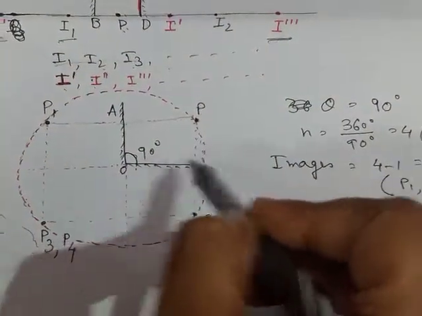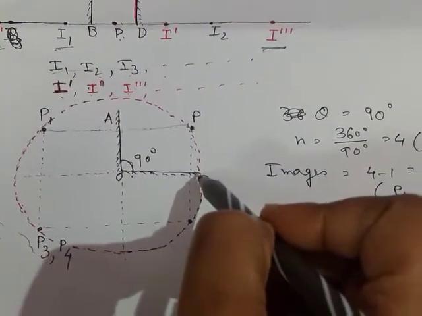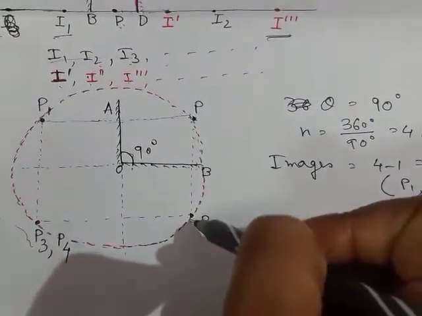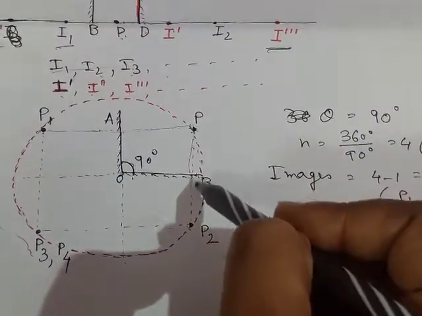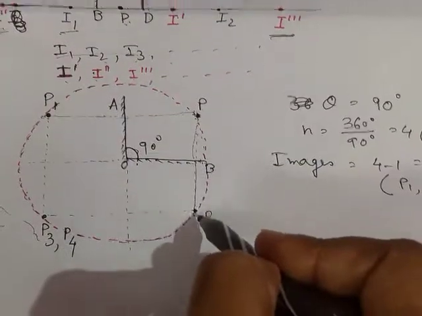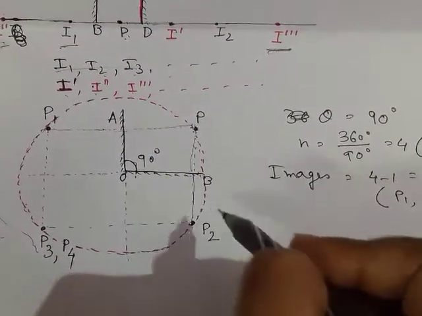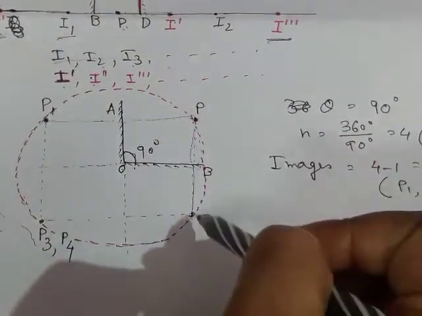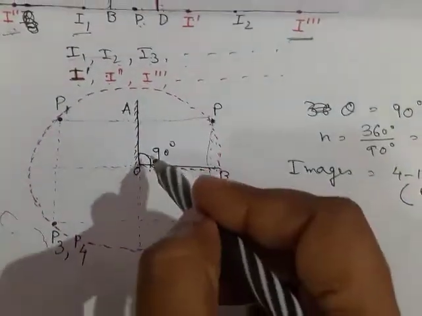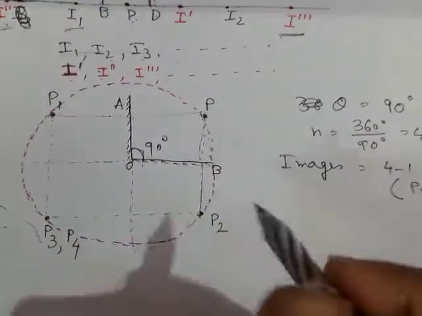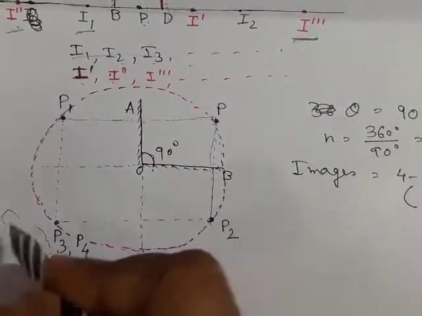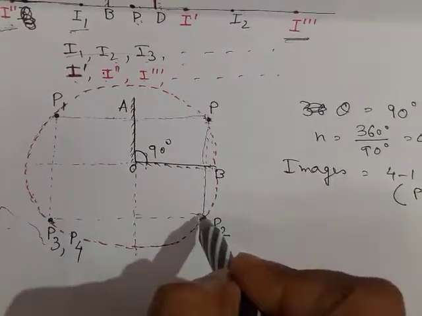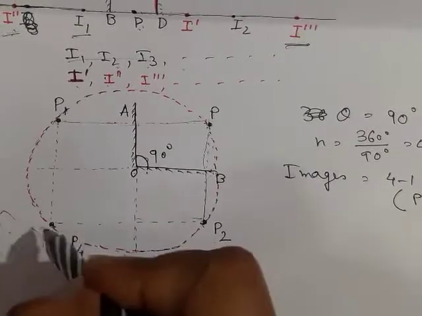Similarly, P is in front of OB, so there will also be reflection from OB. Due to reflection from OB, another image of P is formed, that is P2. Here this distance is equal to this distance. Now this image P2 is in front of the mirror AO. So due to reflection of P2 from AO, if you extrapolate the mirror AO, then we get the image of P2 at P3. Here this distance is equal to that distance, then we get P3.